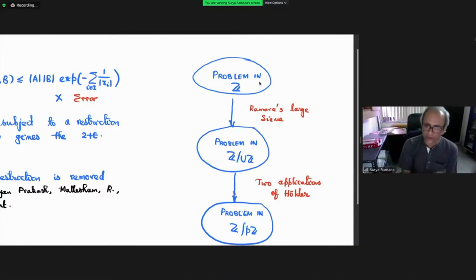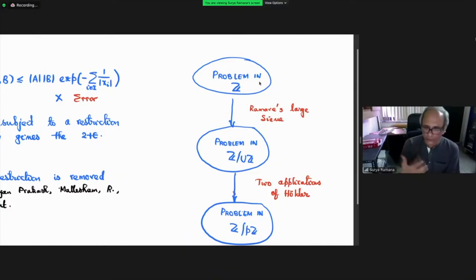Then by means of two applications of Holder's inequality, you finally reduce to a problem modulo prime numbers. And this is a problem that you solve. And with that, you get the required bound for the additive energy. So there's a progression from Z to Z mod U, where U is a square free number, to finally a question in prime numbers. This is the strategy for the primes, and this has remained the strategy for all the problems that we have considered.